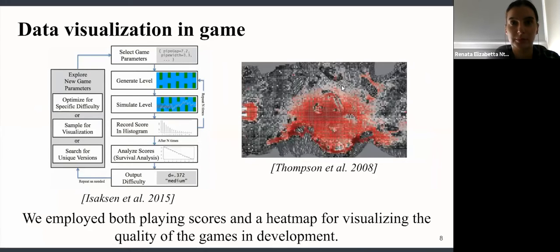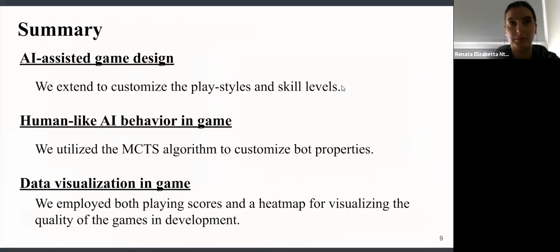These systems enable users to understand the results of the testers' playtests visually. However, this representation is insufficient to support designing game stages because the designers must consider both the overall game difficulty and event frequencies. Therefore, we employed both playing scores and a heat map. In summary, our work combines these components. In the case of AI-assisted game design, we use synthetic testers with the MCTS method. In addition, we use a method to visualize the quality of the games based on testers' playing scores and heat map.